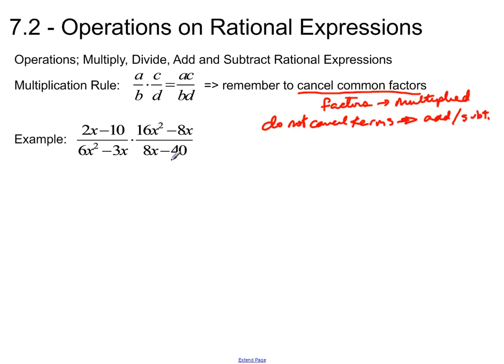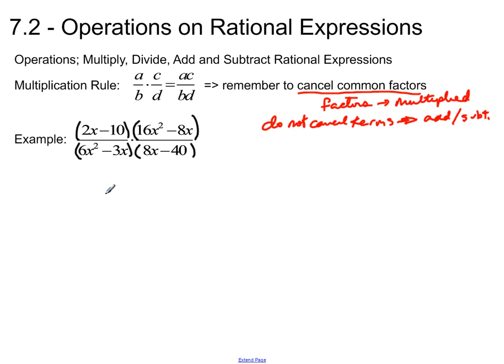For example, let's take a look at our fraction right here. We've got 2x minus 10 over 6x squared minus 3x times 16x squared minus 8x over 8x minus 40. And it looks very tempting to take this 16 and this 8 and just cancel those out. Well, we can't. The problem is that it's added. We're taking this factor times this factor, and that's all we can do.